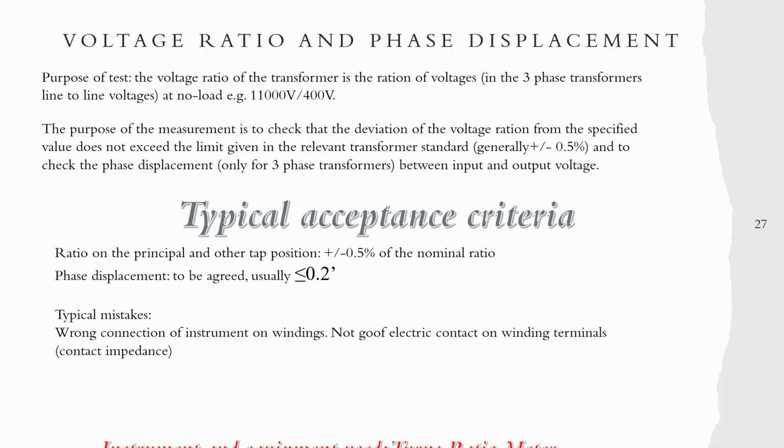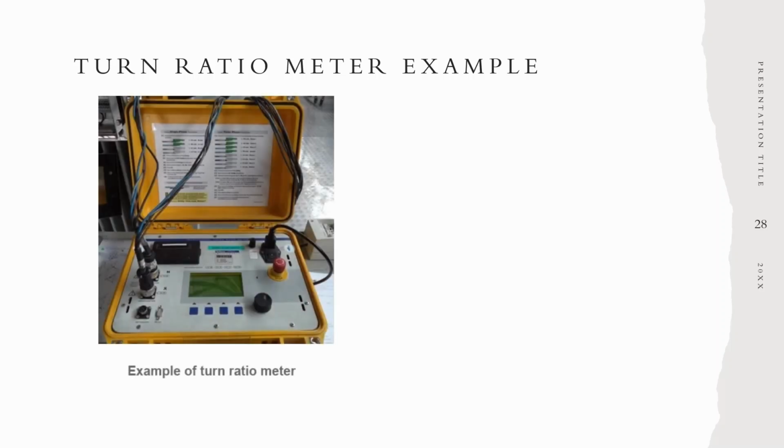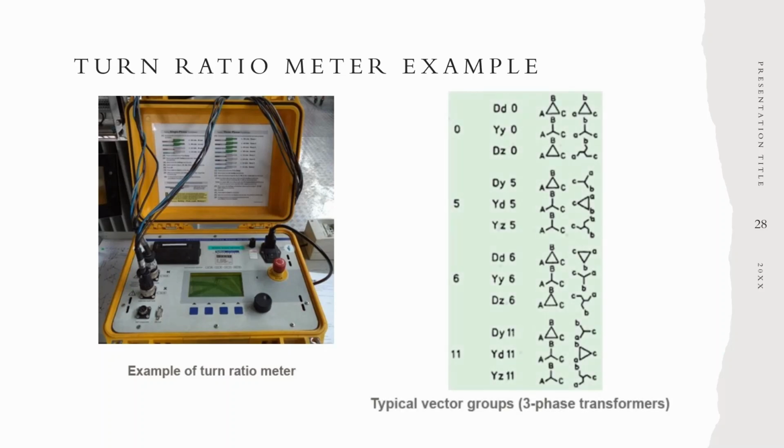So there are a lot, guys. Instrument and equipment used: turn ratio meter. So what is the turn ratio meter? This is our example of a turn ratio meter. And then these are our typical vector groups. You can see there delta, there's a Y, like there's a zigzag, like X. So that is our vector group. You can find that in our nameplate as well.